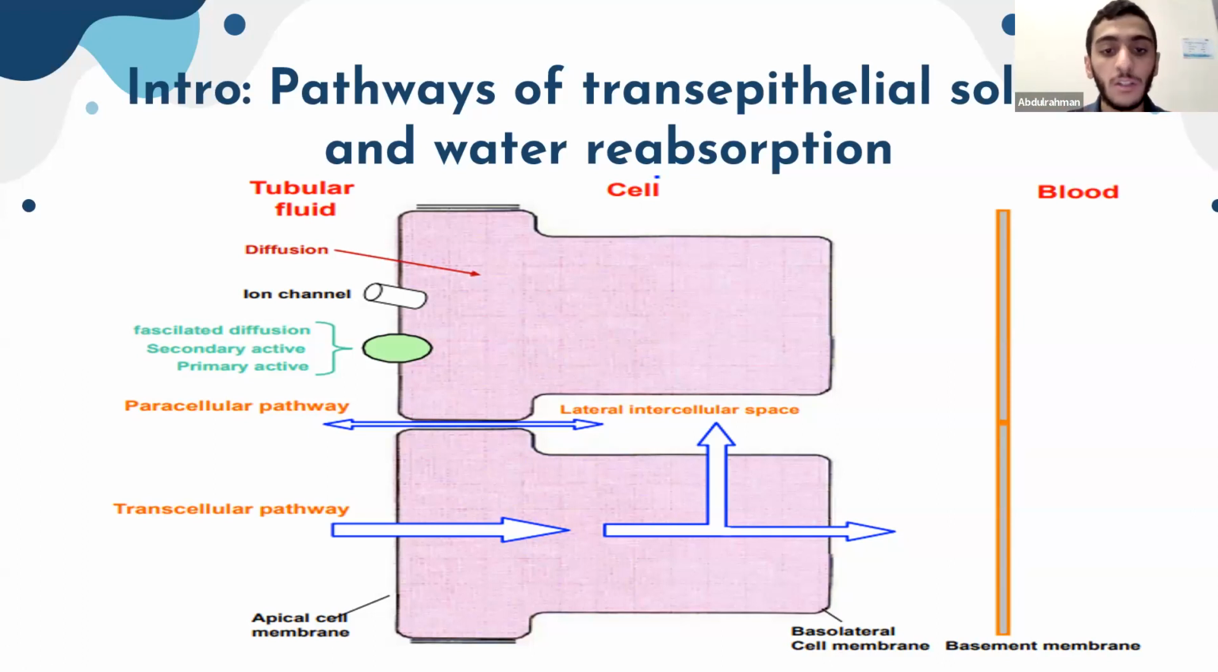So paracellular is between the cells. Intercellular, it's just between the cells as well. And then you got transcellular. Transcellular is basically through the cell. Okay, so all these methods are examples of transcellular.